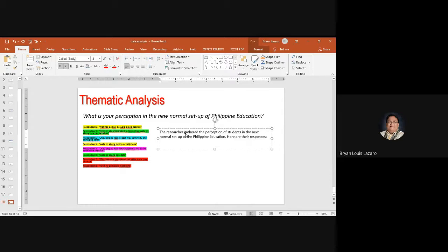Ano yung parehong kulay? Ang unang parehong kulay ay yellow. Okay? So, gagawa mo yun ng sarili niyang theme. Lack of gadgets. Nakuha niyo ba? Nakuha niyo? Okay. Nakuha niyo ako paano gawin ha.